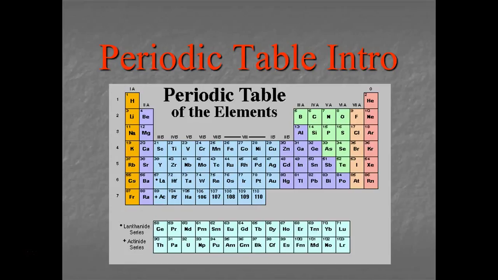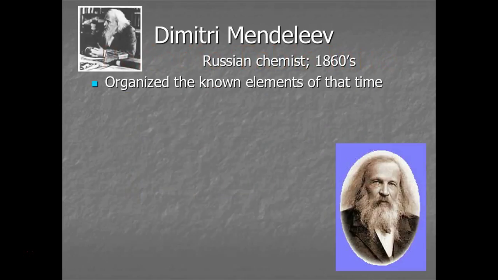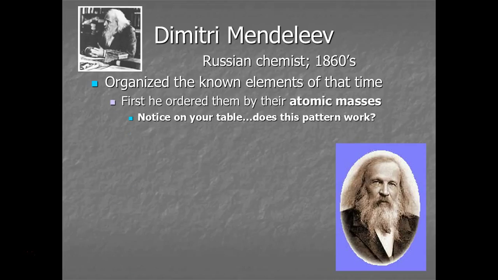Hello, this video covers some introductory material on the periodic table. So the first thing I want to talk about here is a guy named Dmitri Mendeleev. He's a Russian chemist, as you see here, and what he did was he looked at the different elements known at the time and he tried to organize them into a system that made sense.